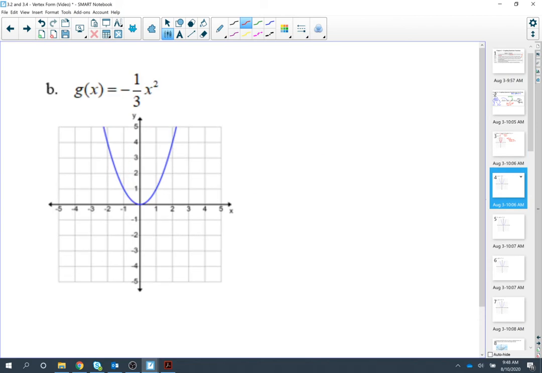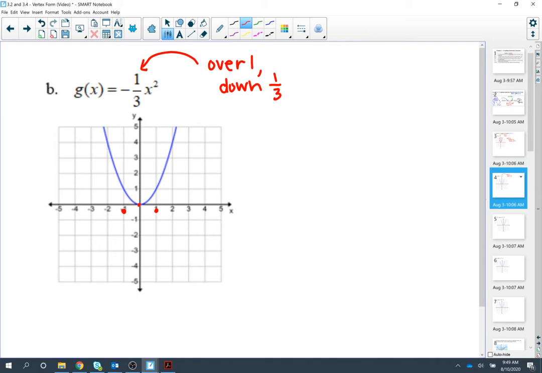G of x equals negative 1/3 x squared. Kind of the same thing. Parent graph starts at the vertex, goes over 1, up 1, over 1, up 1. This guy, still gonna go over 1. But now, we have a negative 1/3. So guess what? He's not going up at all. He's going down. And he's going down 1/3. Don't get creative. It's just whatever is sitting there. So over 1, down 1/3 is going to put us right there. Over 1, down 1/3 is going to put us right there.